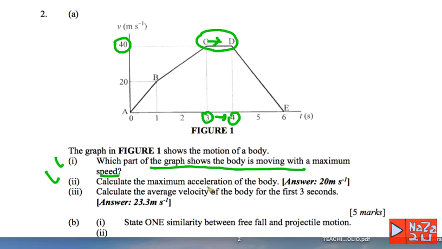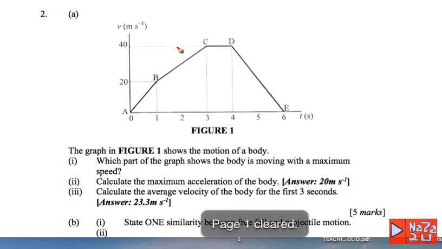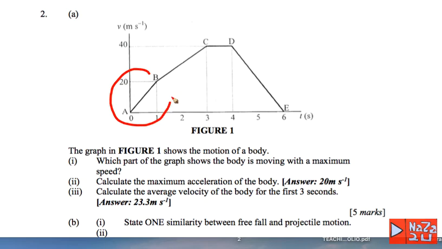Number 2: calculate the maximum acceleration of the body. The question asks you about the maximum acceleration. If you look at the graph here, from A to B, B to C, C to D, and D to E, the section A to B refers to the maximum acceleration, because the gradient is at a maximum. So for the gradient here, you can use the triangle.